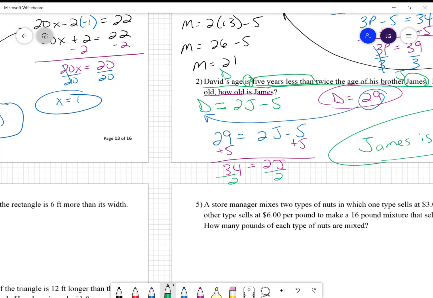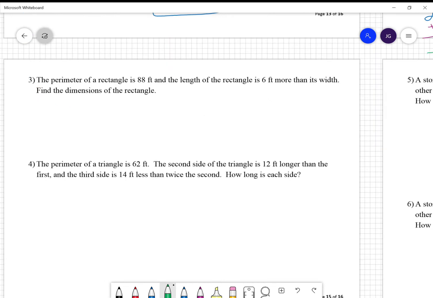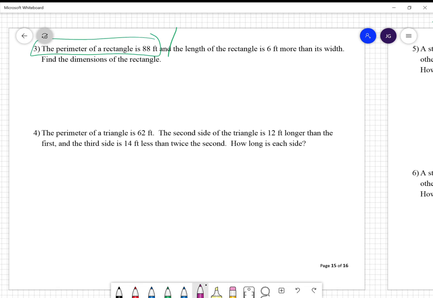Okay, next page. The perimeter of a rectangle is 88 feet, and the length of the rectangle is 6 feet more than its width. Okay, here's one sentence, one equation. Here's the other.